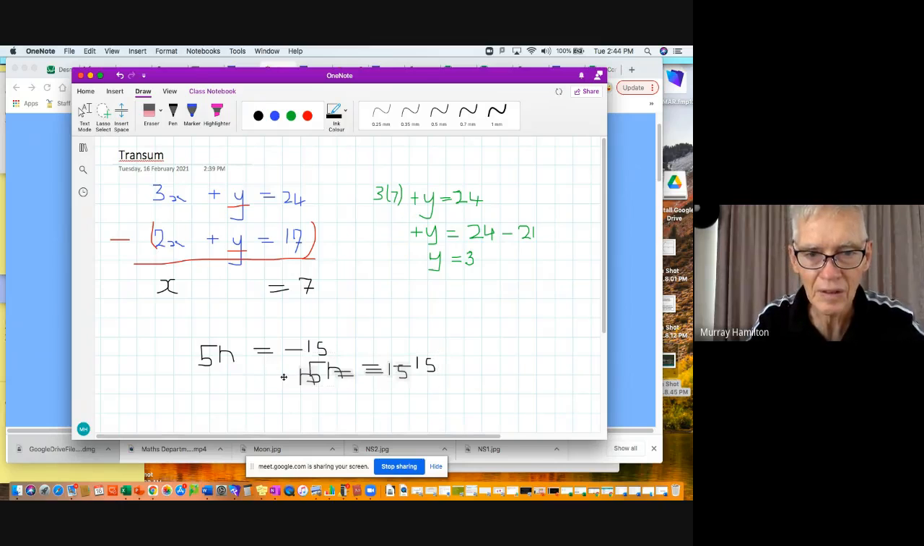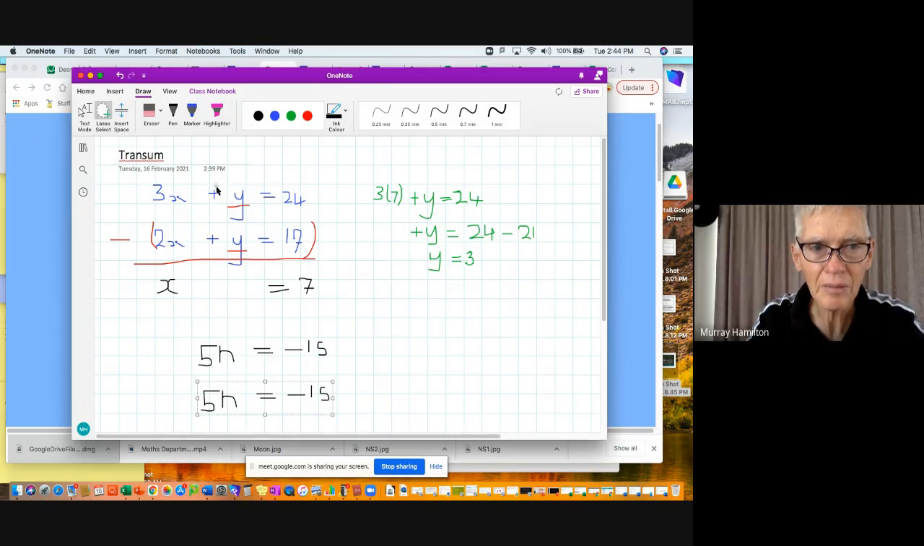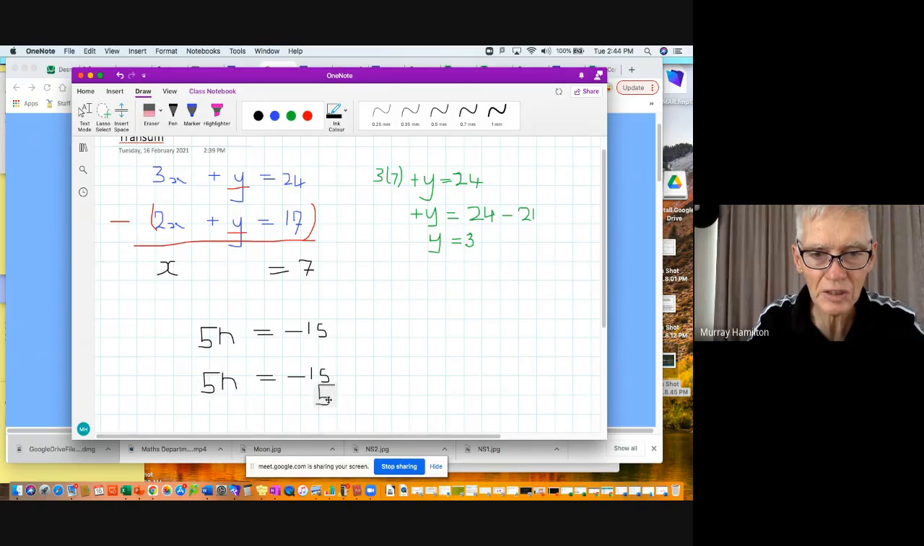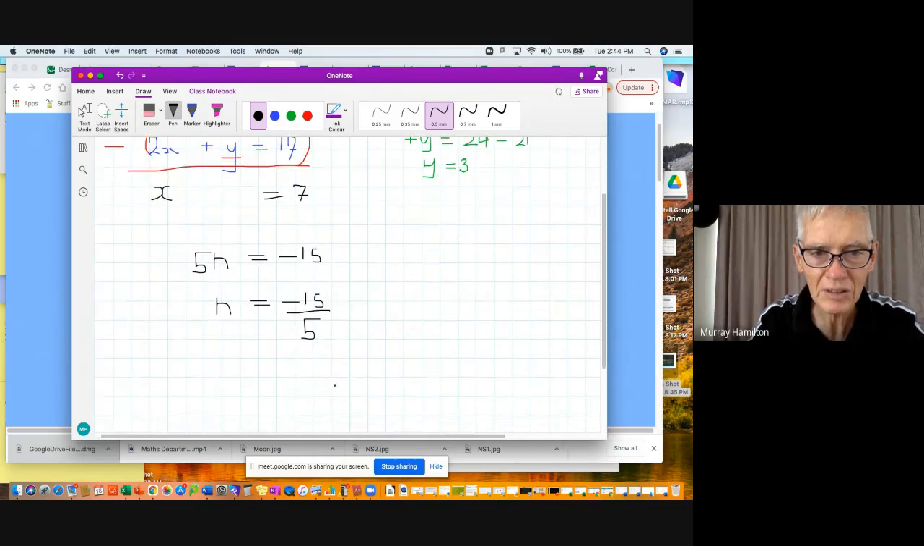So what we do to solve it, because this 5 here is times the h, we bring it over to the other side and we divide it. We change sign, change side, so we're doing the opposite. You've hopefully done that before, and so you get h, this is an h by the way, not an n, so you get h equals negative 3.